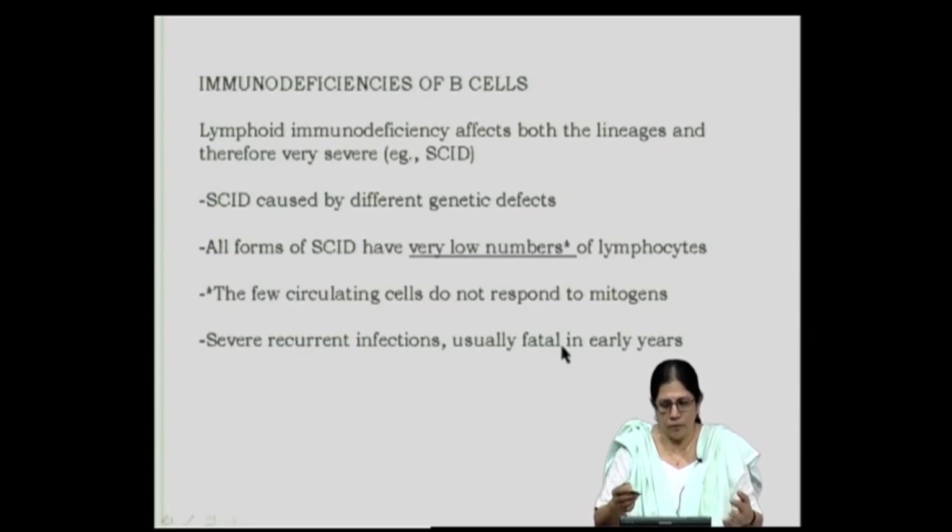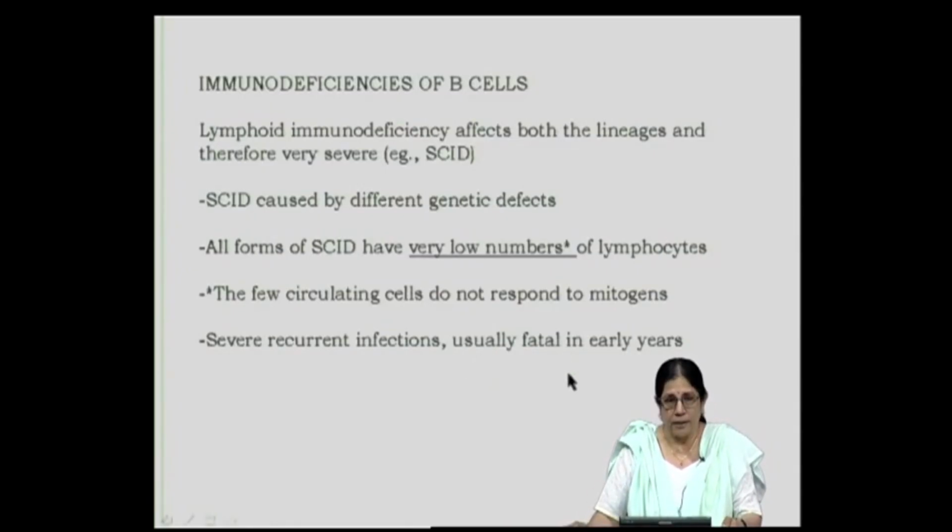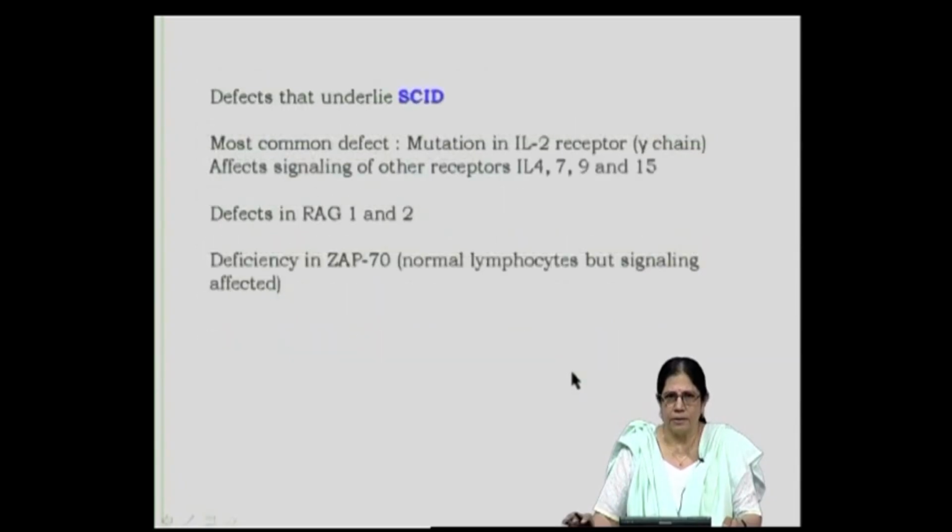Therefore, lack of T or B cells would result in severe recurrent infections. Unless people who have these deficiencies are kept in isolation away from the regular atmosphere, this condition would lead to lethality, and that too, of course, in early years. Let us see the defects that can underlie SCID, severe combined immunodeficiency.